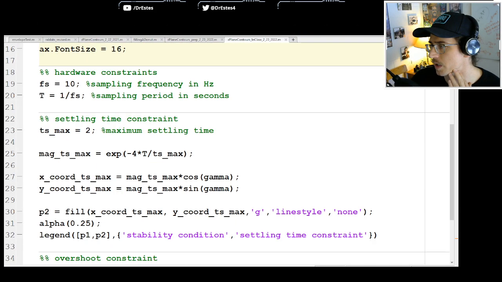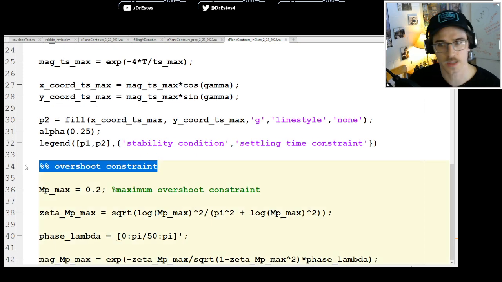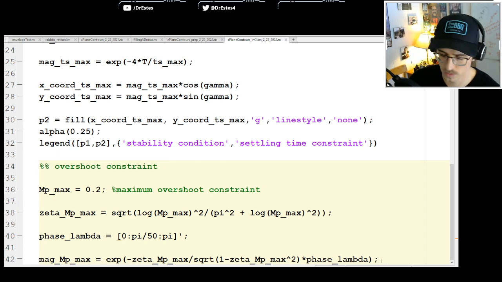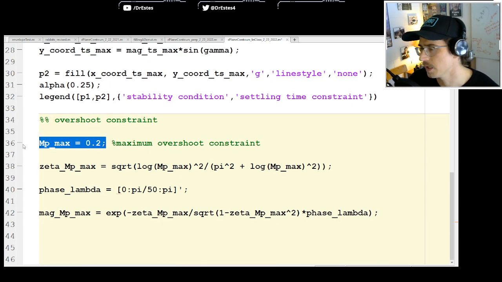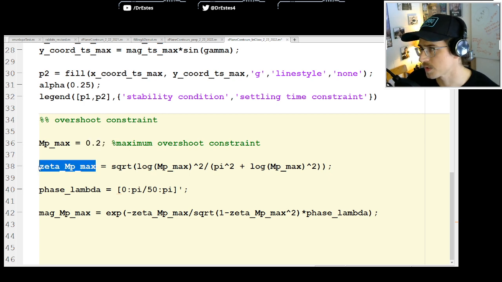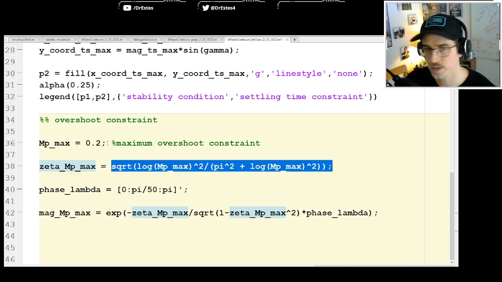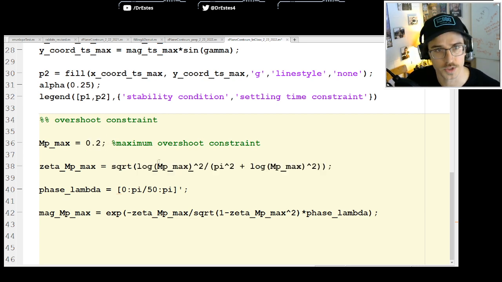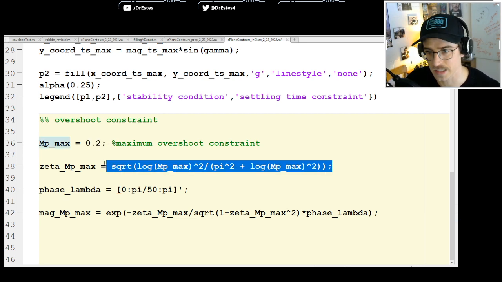So I'm going to scroll down here. Like I said, we were starting to work on the overshoot constraint, and we made up an overshoot max of 20%. So we want the overshoot to be less than 20%. This corresponds to your damping ratio needing to be greater than this. If you want your overshoot to be small, that involves increasing your damping ratio. So for 20% overshoot, you need a damping ratio of at least this.